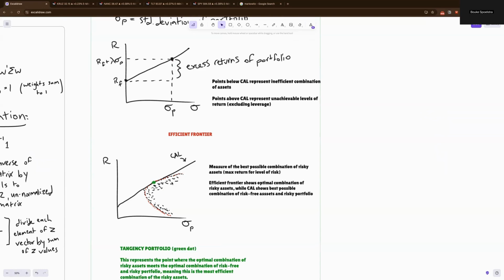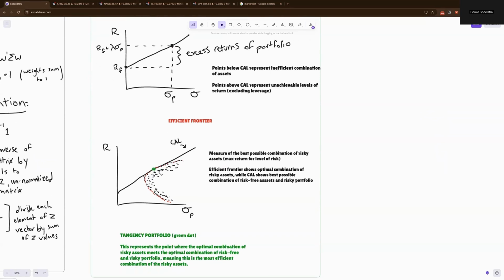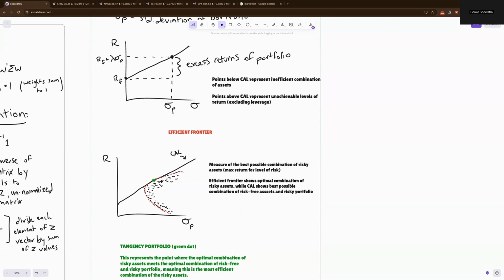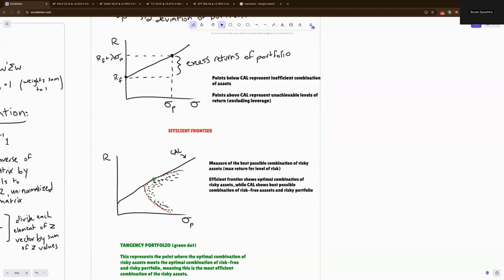So basically, where this efficient frontier, which is like various portfolios, intersects the capital allocation line, that would be the tangency portfolio. And that represents the point where the optimal combination of these various risky assets meets the optimal combination of the risky and the risk-free portfolio. So this is the Markowitz solution, right? The mean variance optimal portfolio.